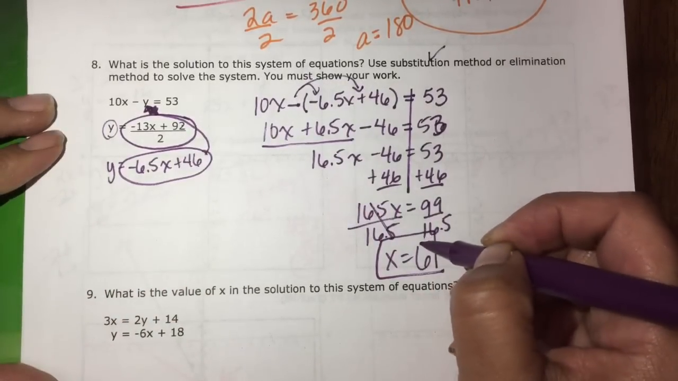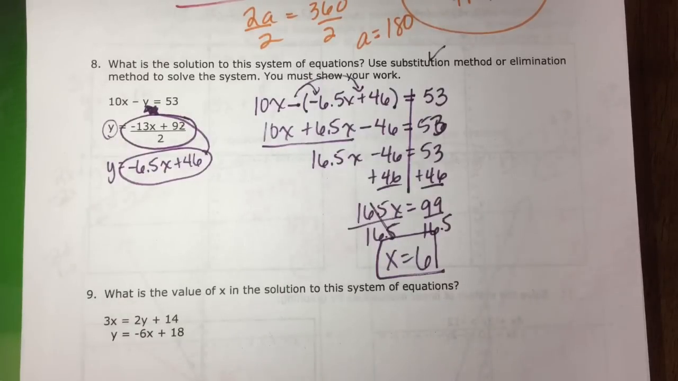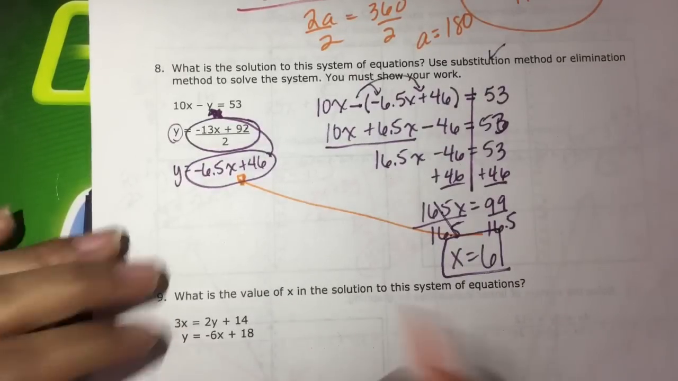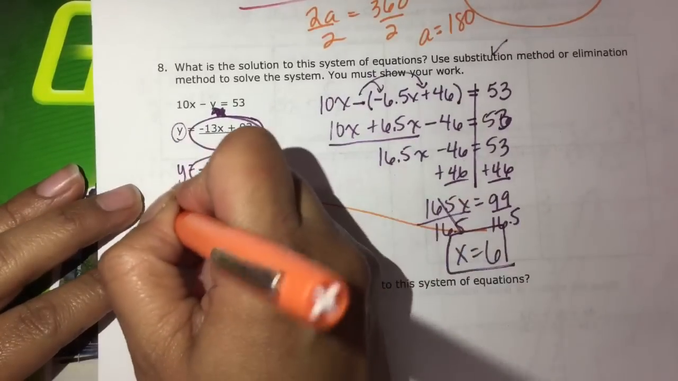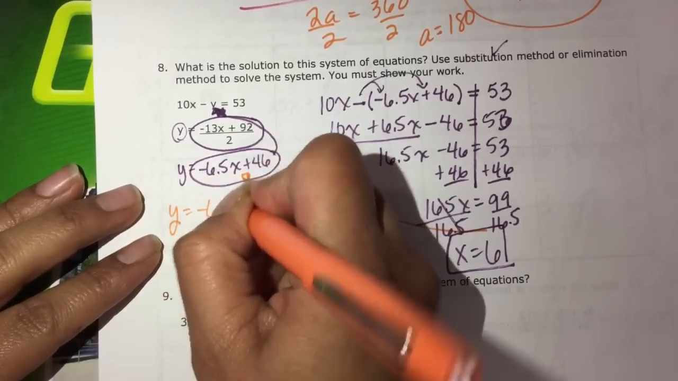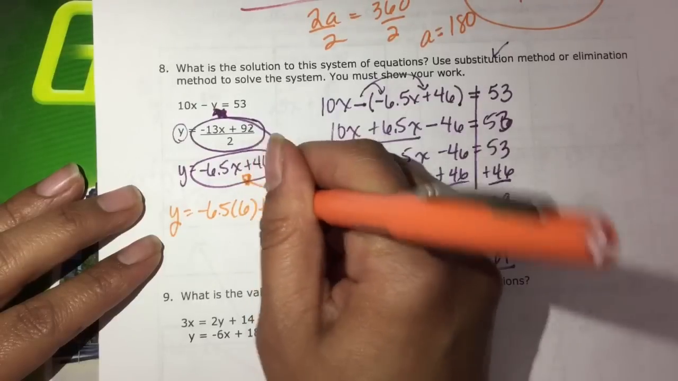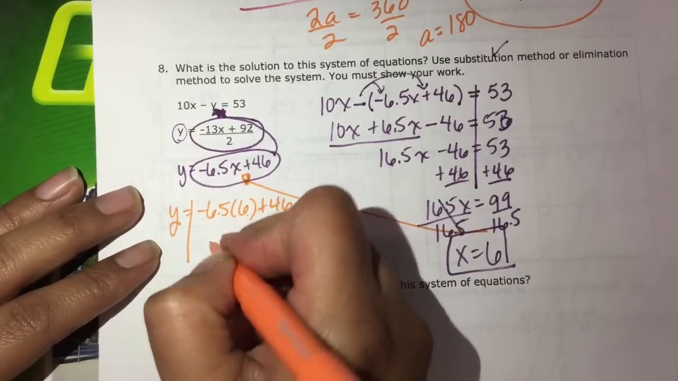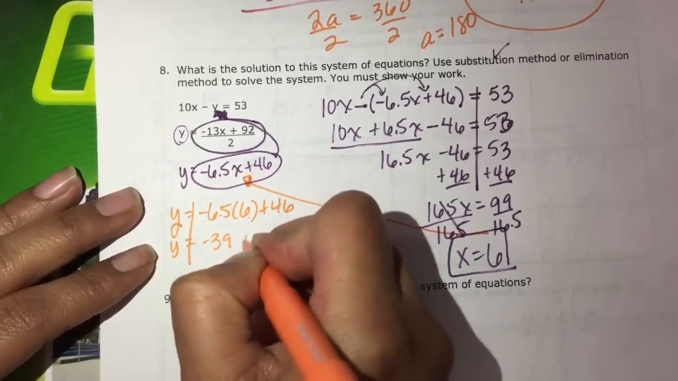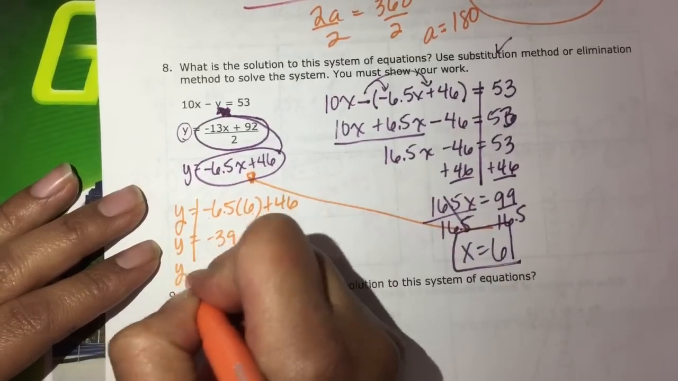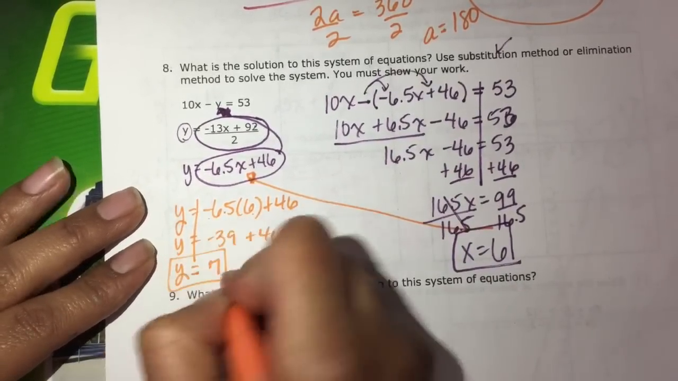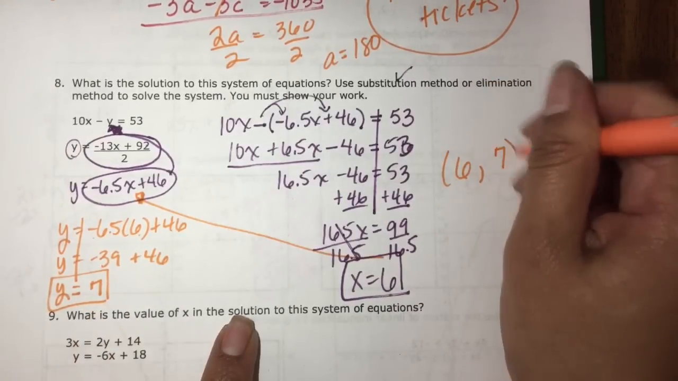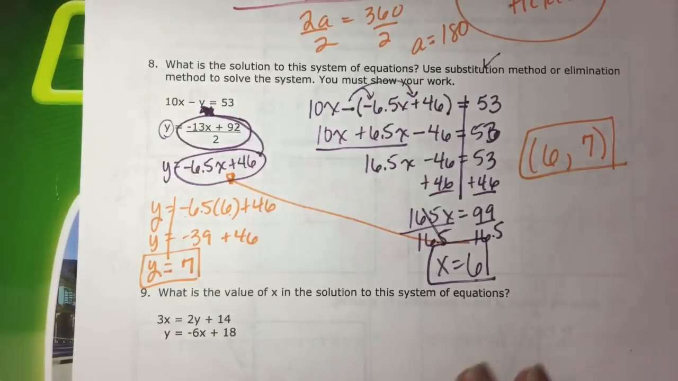Now you're going to go back and substitute in 6 for x in one of the equations. Doesn't matter which one you pick. I'm going to go ahead and pick that bottom equation. So y equals negative 6.5 times 6 plus 46. So let's solve that. Negative 6.5 times 6 will give us negative 39. And now we have to add 46 to negative 39, and y equals 7. So we get x equals 6, and y is 7. So here's your solution to the system.